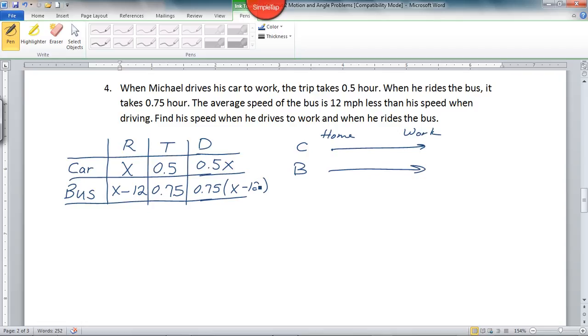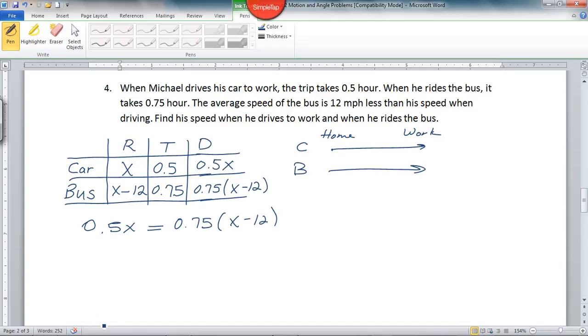The two distances are equal, so we set the 0.5x equal to the 0.75 times x minus 12. So this is another example of when we set them equal, going the same distance, so they're equal. Solve that out.